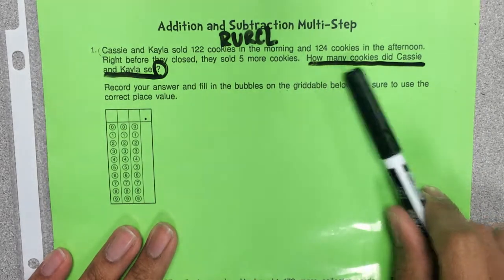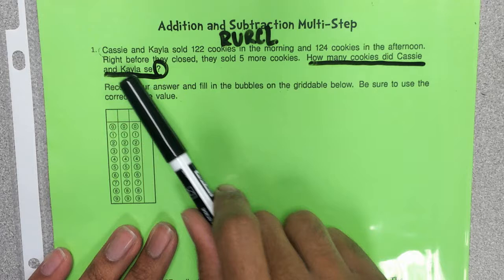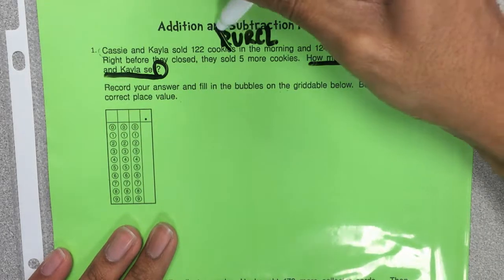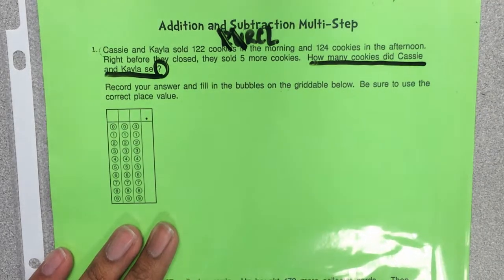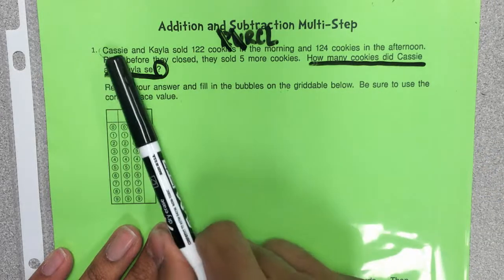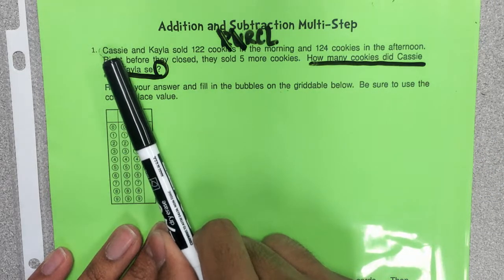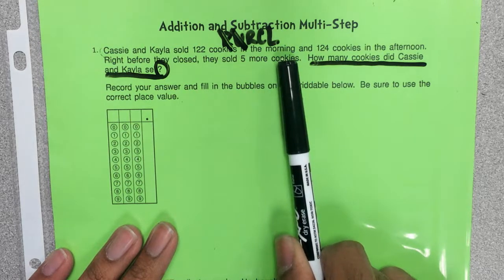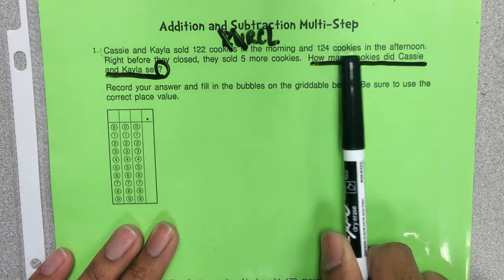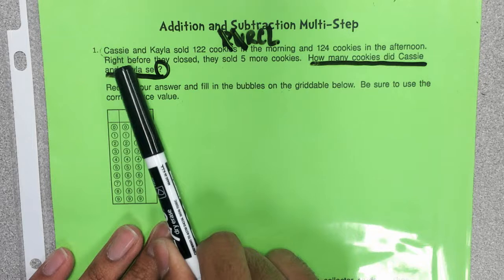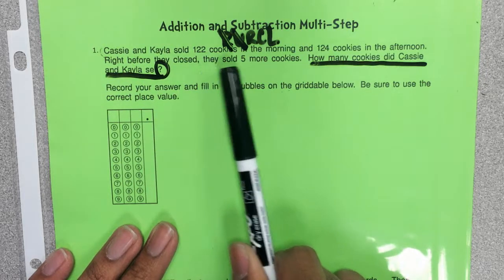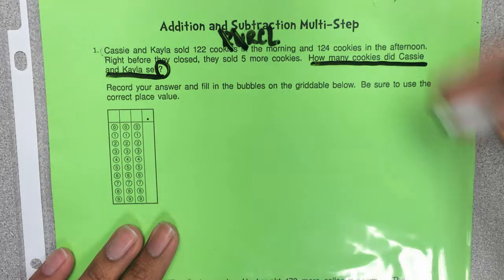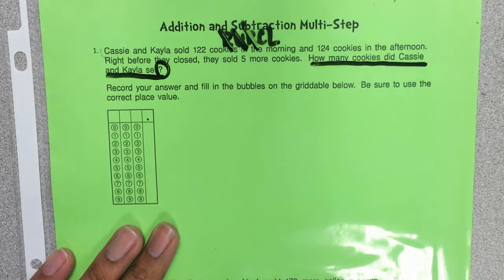And let's start reading here. It says, how many cookies did Cassie and Kayla sell? Go ahead and cross up the R and the U because we already underlined, and then let's start reading the details. It says Cassie and Kayla sold 122 cookies in the morning and 124 cookies in the afternoon. Right before they closed, they sold 5 more cookies. So let's cross that off and let's start circling our clues.